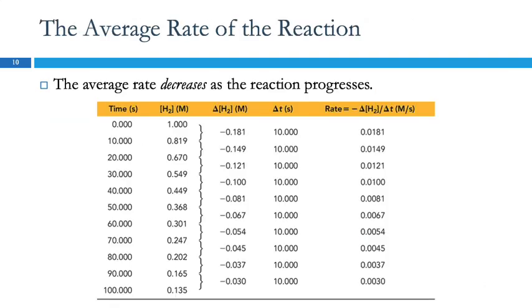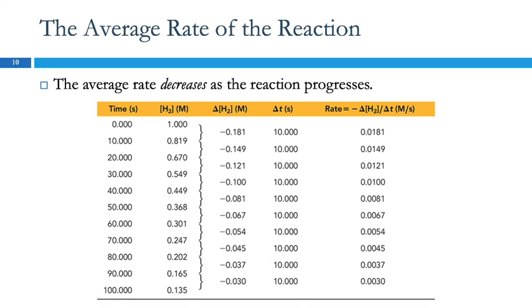So we can talk about an average rate where we take the change over a period of time, and that would be the average for that time period. So from 0 to 10 seconds, we see this decrease, 0.181. So we take that change and divide it by 10, and we get this as the rate of the reaction. In the next 10-second time period, the change in concentration was only negative 1.49. Divided by 10 again, we get a different rate. So as time goes on, the rate gets slower and slower and slower.